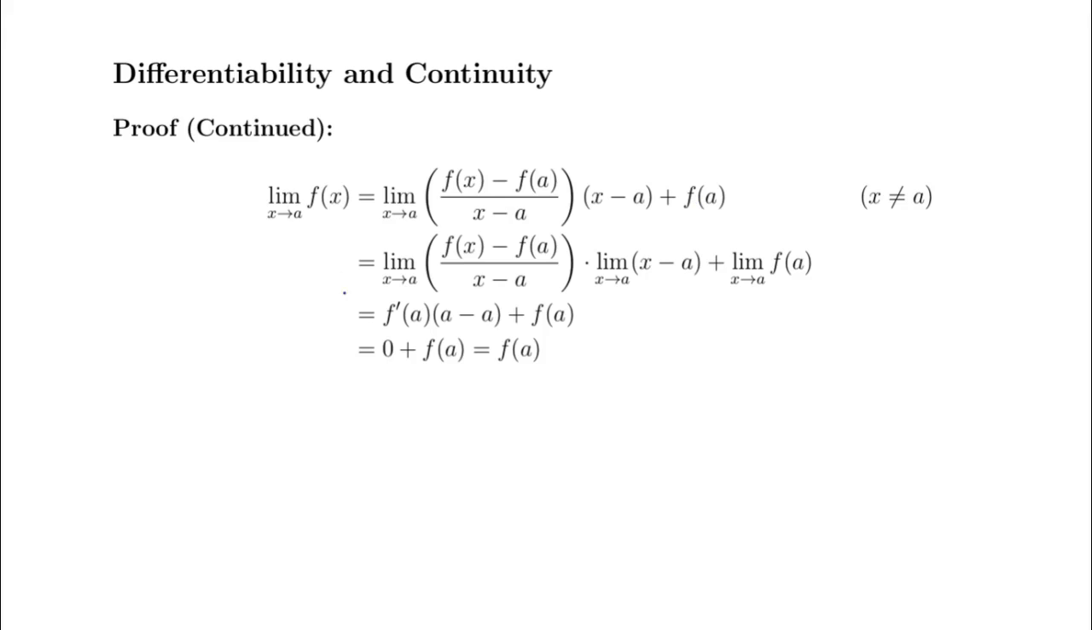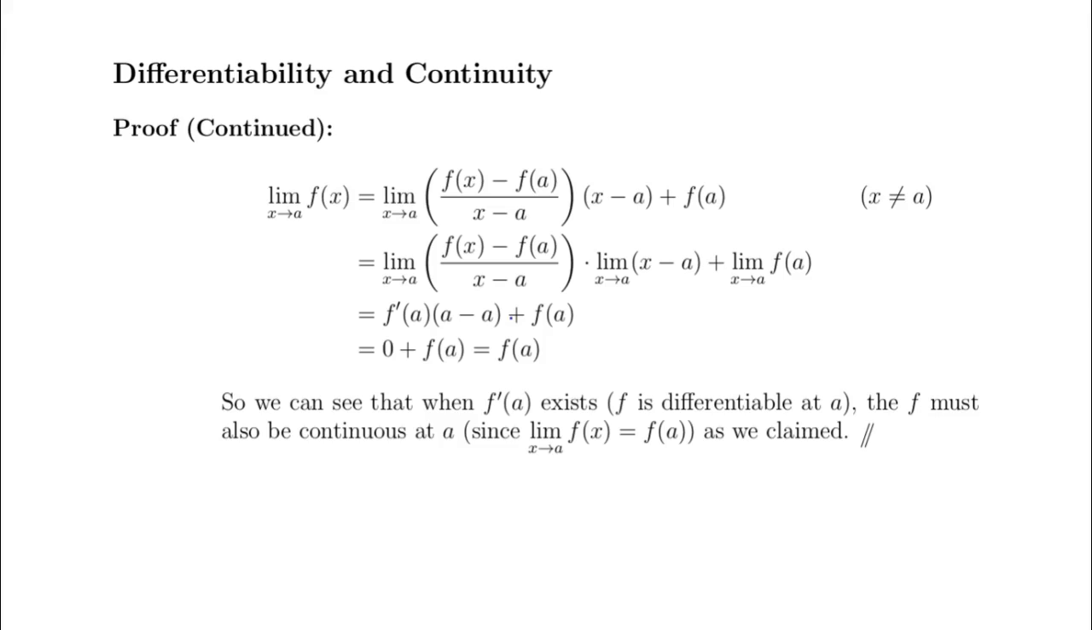So what we've just shown is that the limit as x approaches a of f of x is equal to f of a. So if f prime exists, the function is differentiable at a, then f has to be continuous at a, since we just showed that the limit as x approaches a of f of x is equal to f of a. Bang. All right, differentiability implies continuity. Cool. What does that actually do for us?